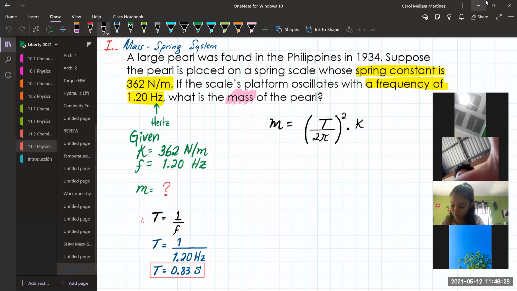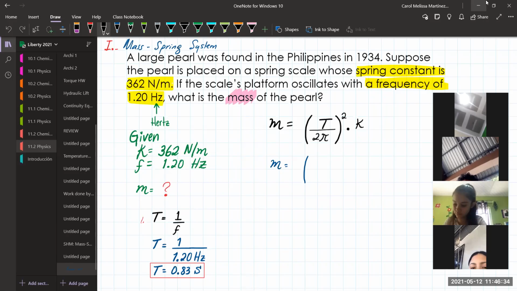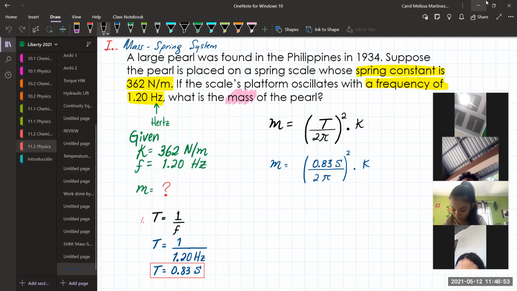so now we can apply the formula to find the mass. So we said mass is going to be equal to my period that we just found, which is 0.83 seconds, divided by 2 pi, raised to the second power, multiplied times the spring constant.